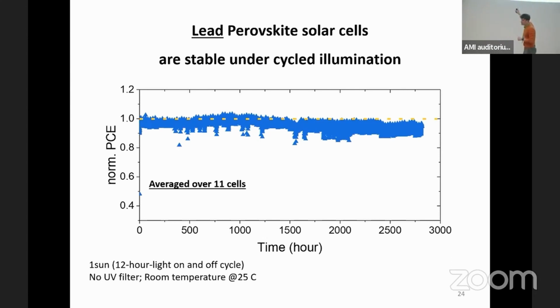So this is a cycle, and this is an average of 11 independent devices cycled under one sun, 12 hours illumination, 12 hours of dark, no UV filter, complete one sun, temperature 25 degrees. And this is how it looks. Now the experiment is still running. We passed 3,000 hours, and it's almost perfectly flat. So I would say the T80 here is infinite at the moment.